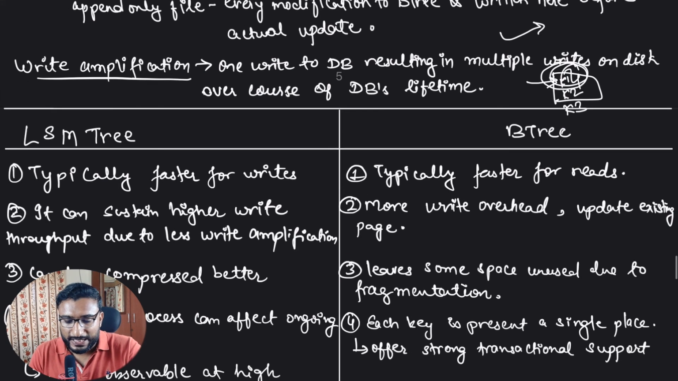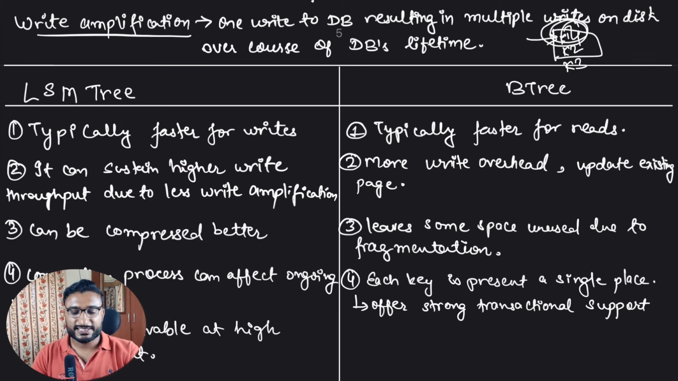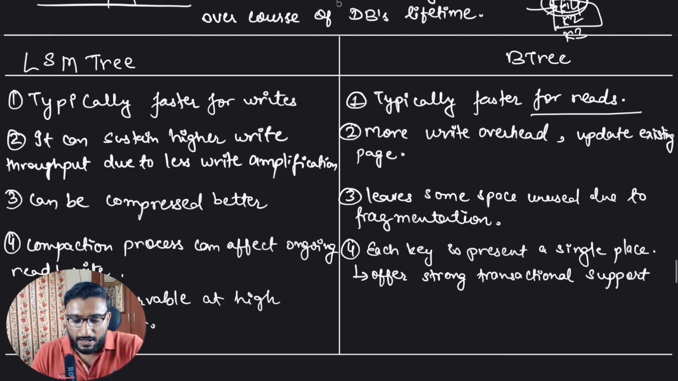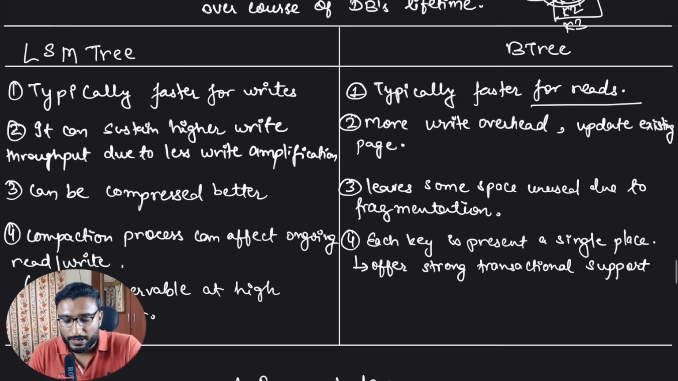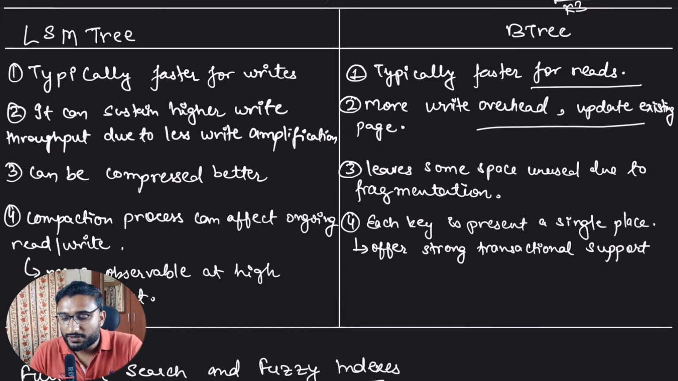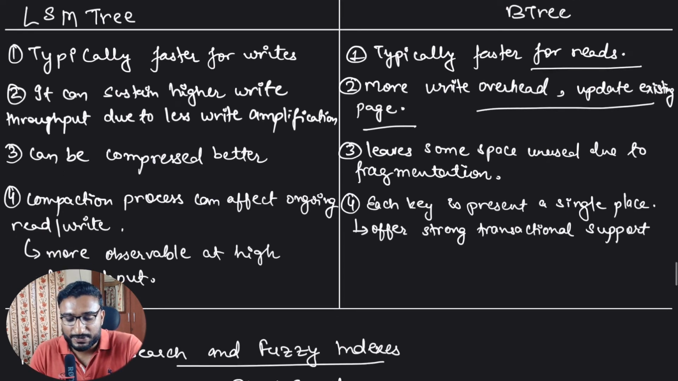Now if we compare LSM trees and B trees, LSM trees are specifically faster for writes. Why? Because we are dumping the data, and it's in append only mode. So it is optimized for write queries, and B tree is optimized for reads. LSM trees can sustain higher write throughput, and again the reason is the append only mode. In B tree there is more write overhead. Why? Because we have to update the existing pages as well, the references which we are maintaining. So there is more write amplification.